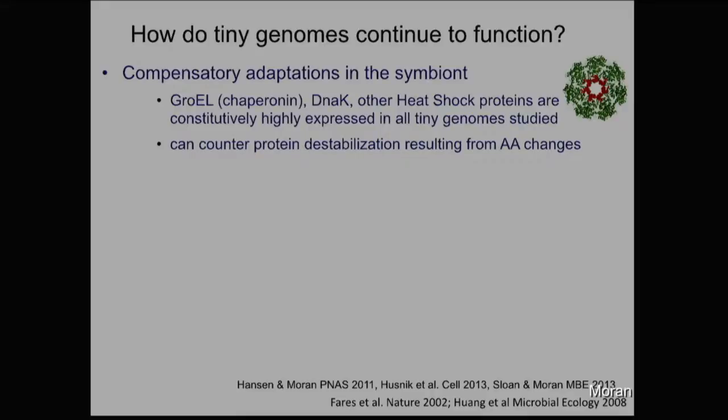So how do they keep functioning? Well, obviously there could be some compensation. And one thing we know that happens in the bacteria themselves is that all of these systems overproduce heat shock proteins constitutively. In Buchnera, 10% of the protein in the cell is this GroEL protein, and this has been true again and again in these small genome organisms. They overproduce heat shock proteins, and the interpretation, for which there's some experimental evidence, is that high levels of chaperonin can enable their enzymes and so on to continue to function.